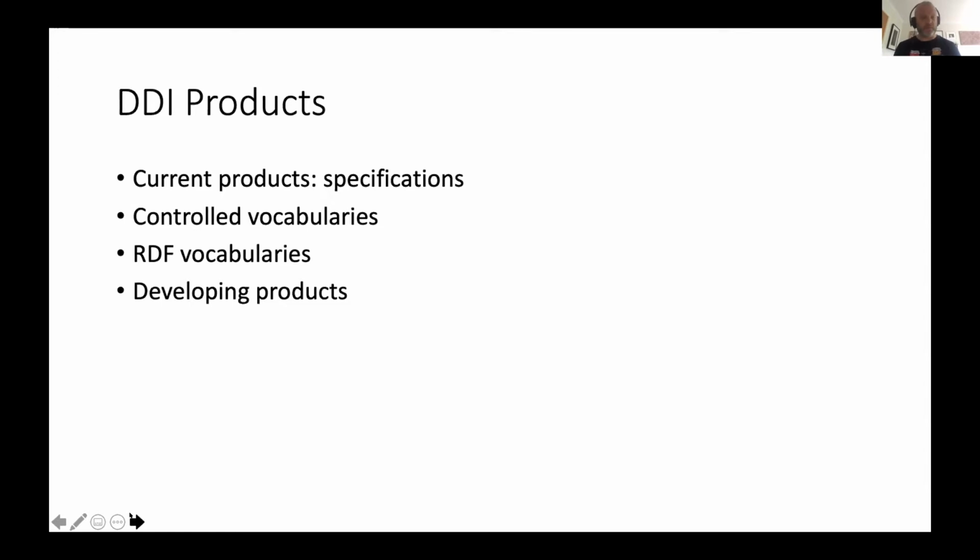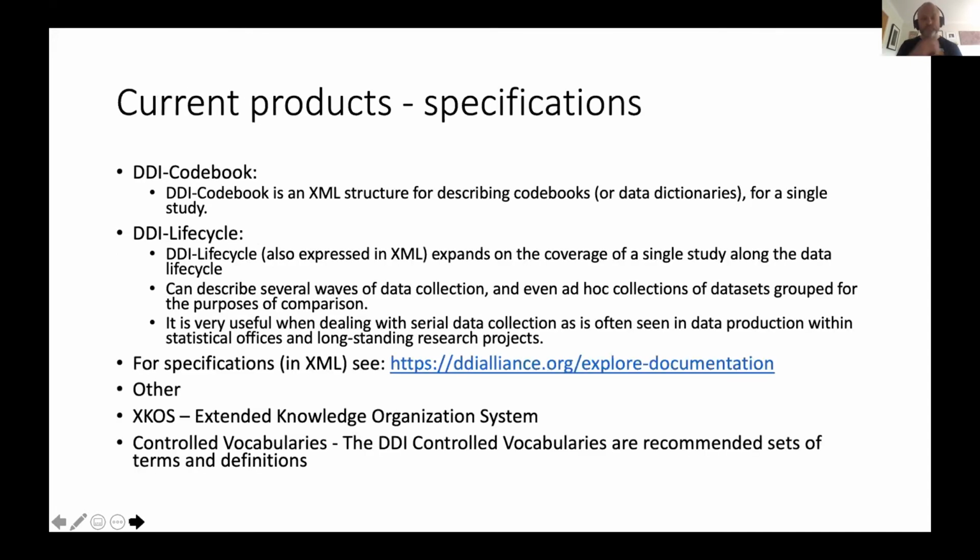So I want to give you a bit of a sense of what's in the DDI product range, as it were. We describe the outputs of the Alliance as work products. So there are a number of specifications, quite a number of controlled vocabularies, some of those expressed additionally as RDF vocabularies, and then a suite of developing products. And I'll touch particularly on the one that we've been working on in conjunction with CoData recently, the DDI cross-domain interoperability standard, which again might have some relevance here.